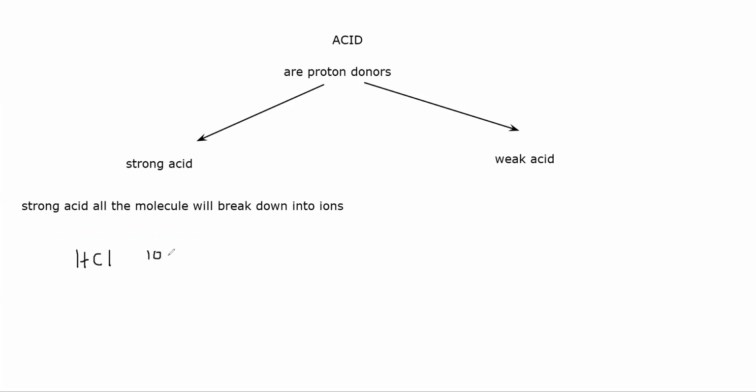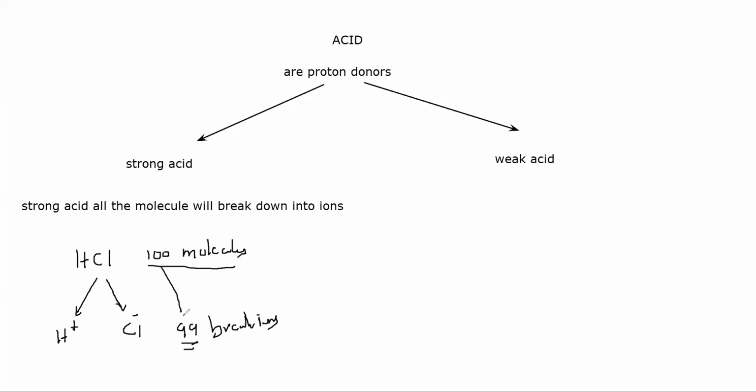For example, in the beginning we have 100 molecules of HCl. What happens when we add or mix this in water? Because it's an acid, it will dissociate or break down into H plus and Cl minus. So if 100 molecules are there, out of 100, almost 99 or 100 of them will break into ions. If the molecules break into ions, we call that acid a strong acid. So strong acids have more hydrogen ions in the solution.